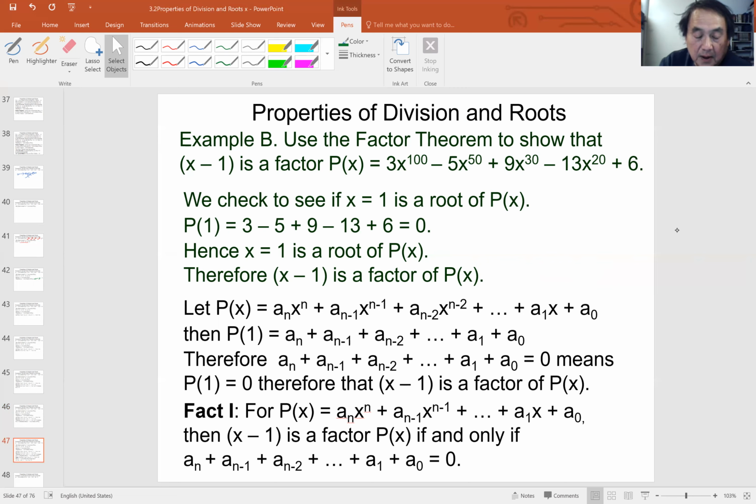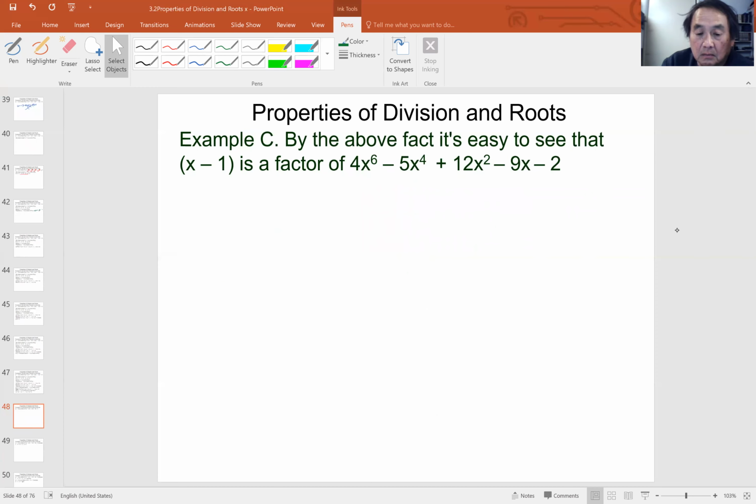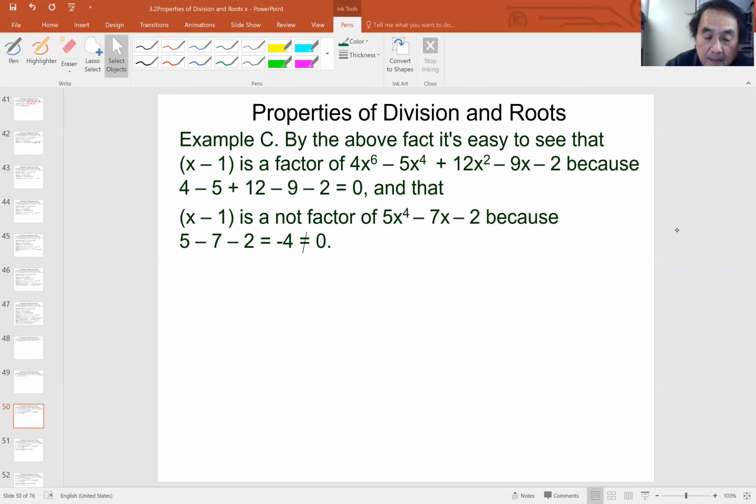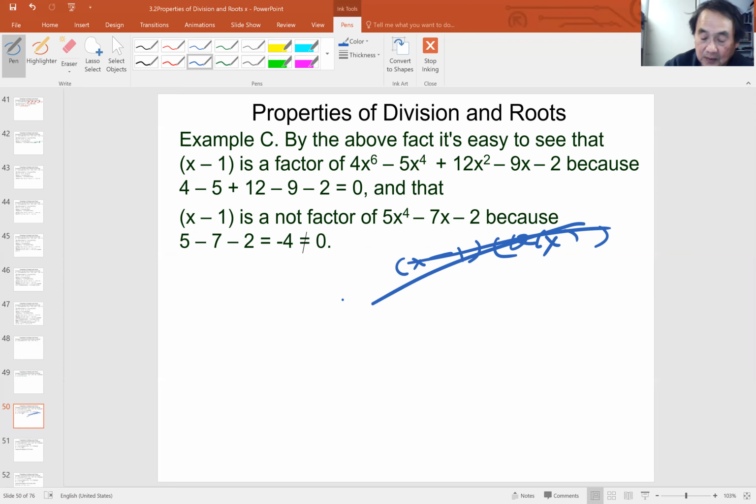Okay, so here is a summary. If the coefficients add up to be 0, then x minus 1 is a factor. So check that x minus 1 is a factor, because they add up to be 0. And x minus 1 is not a factor of this one, because if you add up 5 minus 7 minus 2, it's not 0. So therefore, x minus 1 is not a factor. In other words, you're not going to get x minus 1 times some other polynomial q of x. It's impossible.